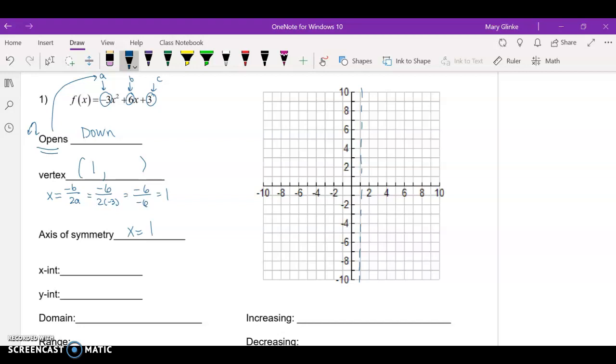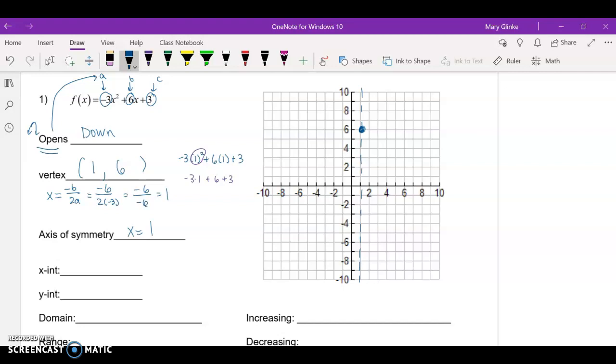To find our y value, we're going to take 1 and plug it in, and again, this would be no calculator. So we're going to do -3 times 1 squared plus 6 times 1 plus 3. And so now we're going to do order of operations. We're going to square this first and then continue on, and we're going to end up figuring out that our y value for this one is 6. So we have 1, 6 as our vertex.